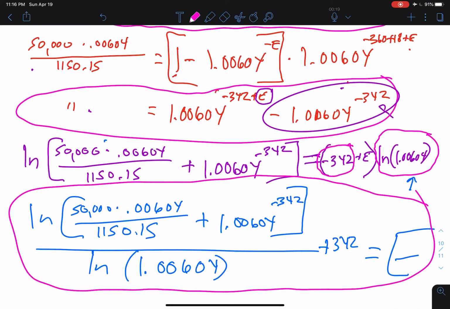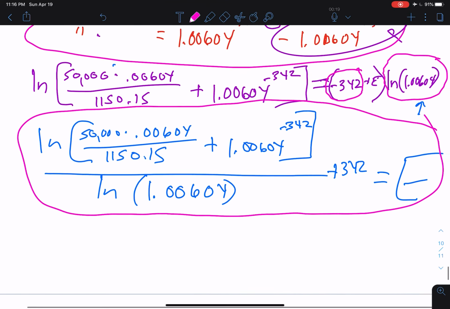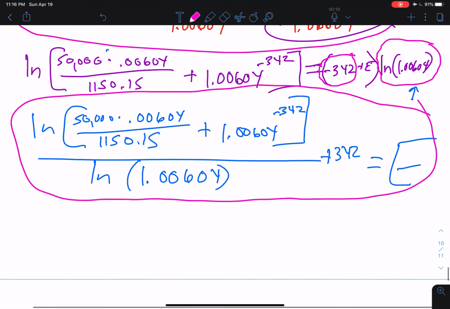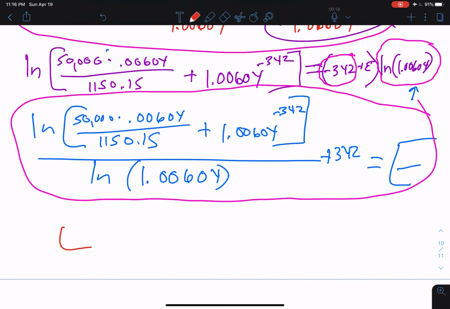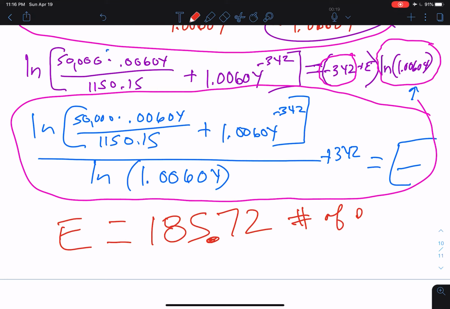And that's our answer. When you carefully crank that out, you will observe that E is equal to 185.72. And that is the number of eliminated payments.